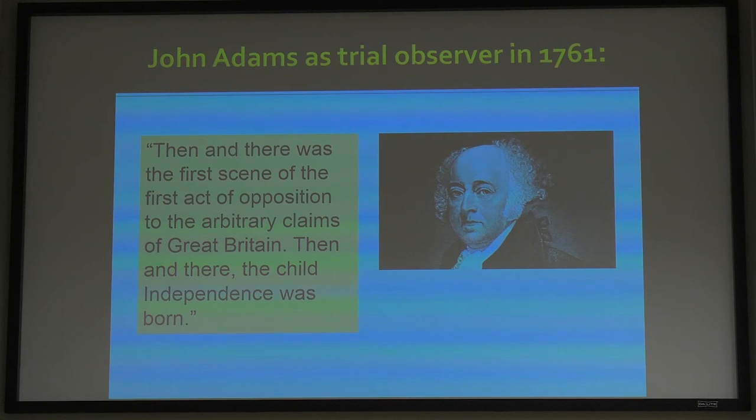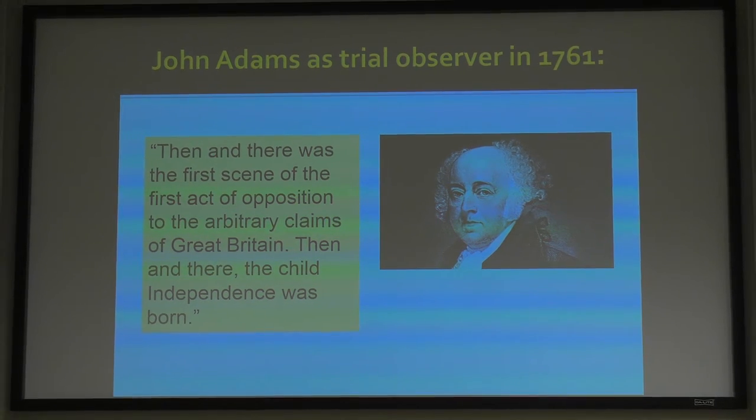And then he walks away and he's looking back on this moment later in his life, and he said, then and there was the first scene of the first act of opposition to the arbitrary claims of Great Britain. Then and there, the child independence was born. He says, this is when the American Revolution started, is when this lawyer was talking in front of judges. So this is like a big moment for us in terms of accountable government. Really interesting, at the time, James Otis lost. So he has his claim. It looks like four of the five judges are going to go along with him.